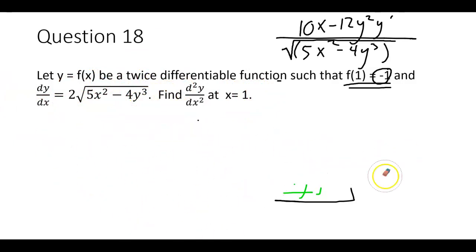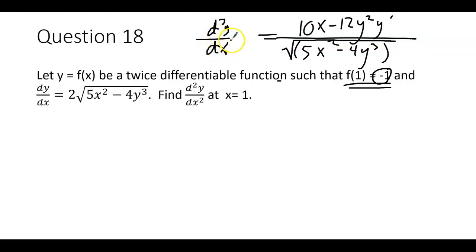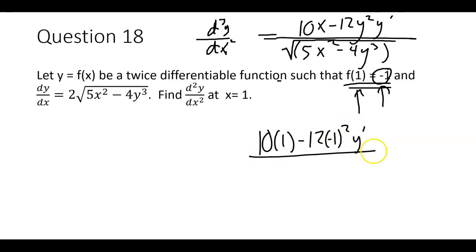So if I want to find the second derivative at x equals 1, I need to find the second derivative. So I've done that. So here's my second derivative. But now they want me to find the second derivative's value at x equals 1. Okay? So to do that, we're going to be plugging our numbers in, right? So for x, we're plugging in 1, and for y, we're plugging in -1. Now, y prime is not y, and it's not x. It's y prime. So don't plug anything in for that yet.